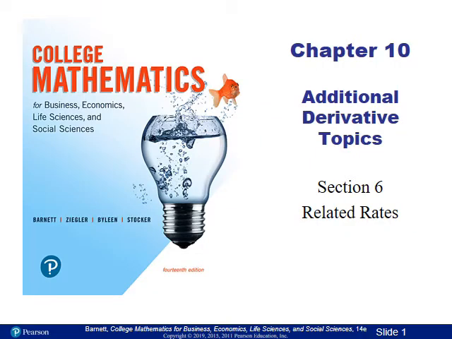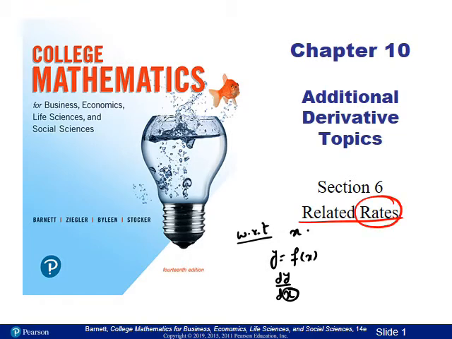So the next topic is again related to derivatives, but here we will change the derivative with respect to another variable. Like before, we were taking the derivative with respect to x. If we were given a function y equals f of x, then we were taking the derivative dy by dx, which means we were taking the derivative with respect to x. Now, related rates: the word rates means time, so it means we will take the derivative with respect to time.